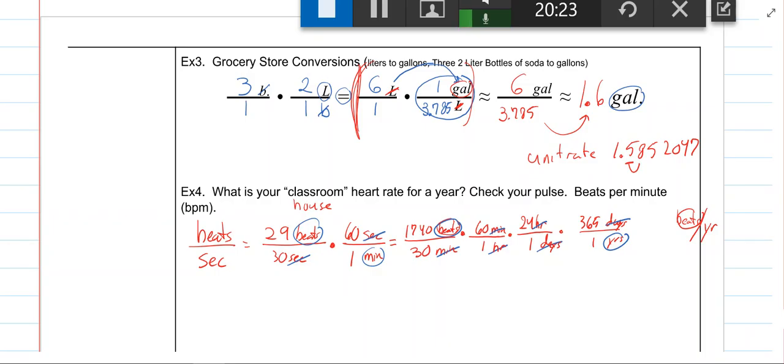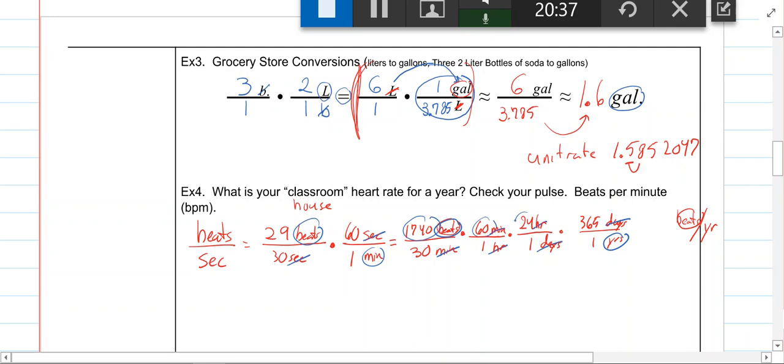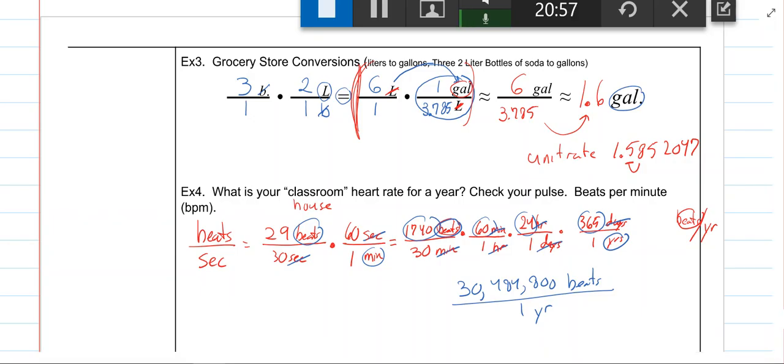So bring out the calculator and multiply all this stuff together. Remember, yours is probably not going to be exactly the same as mine. All right, so let's multiply mine. When I multiply all these top numbers right here, I get 30,484,800 beats in 1 year. And that's my unit rate. It's 30,484,800 beats per year. Now, it doesn't include exercise or when your heart rate goes slower or faster, but it gives you an idea.